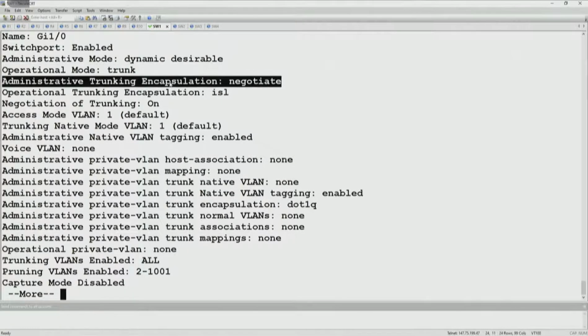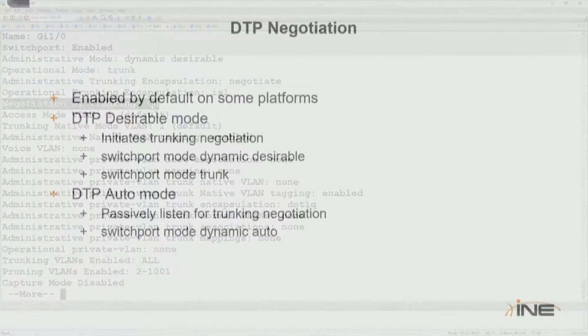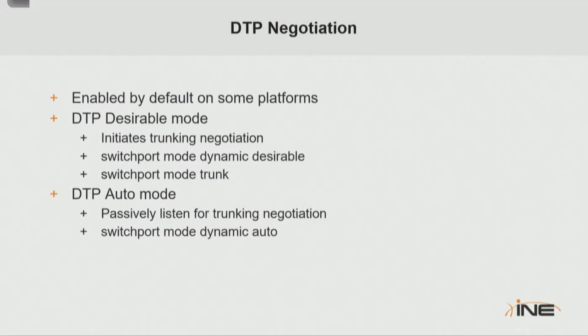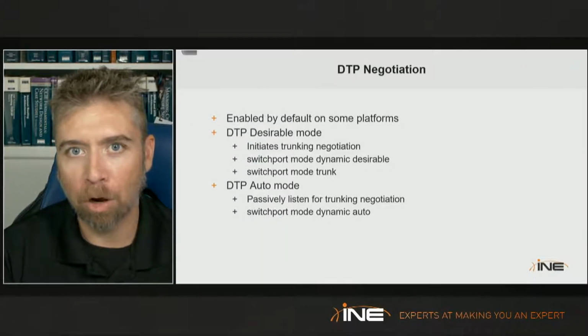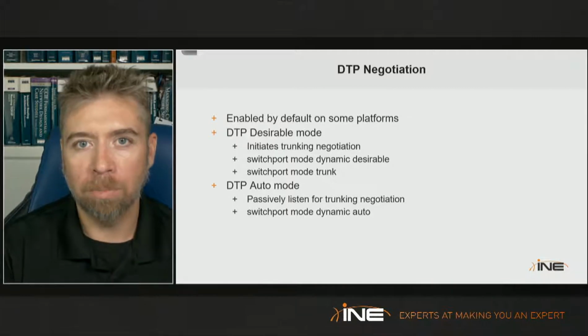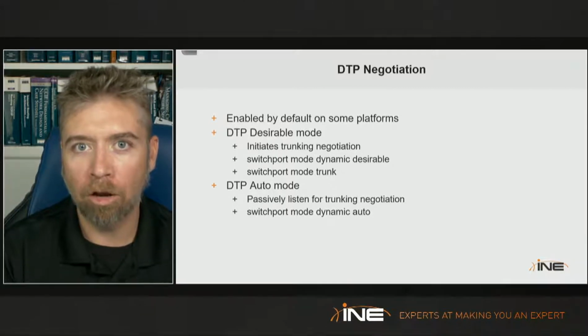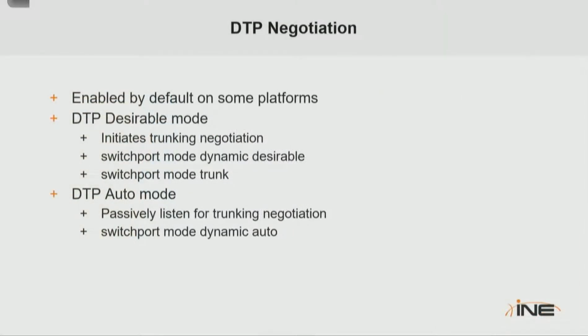We're negotiating the encapsulation, and it tries to negotiate ISL encapsulation first because the negotiation of trunking is on. DTP negotiation is enabled on some platforms by default. We saw here that it was running in dynamic auto. Some switches run it in dynamic desirable by default, so it means that you just wire the switches together and they automatically form trunk links. In this case, we have to have some other user interaction in order to actually get the trunks up.